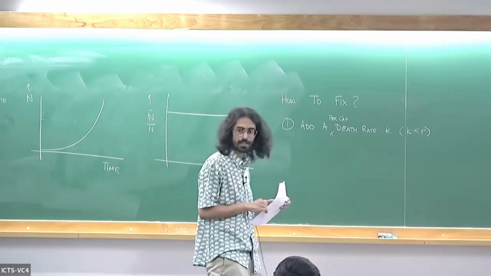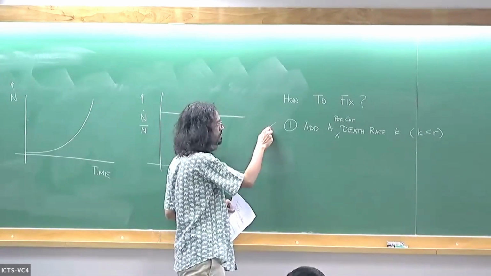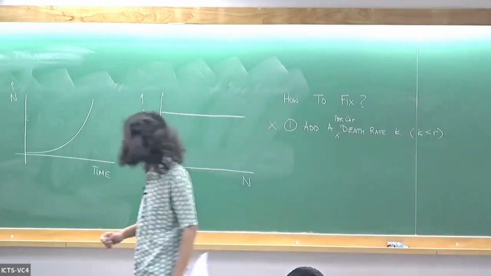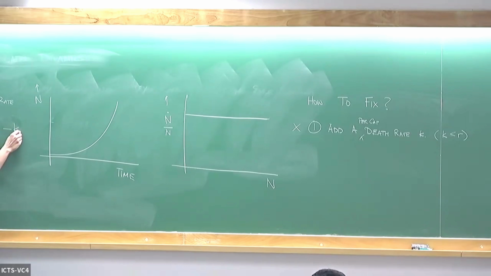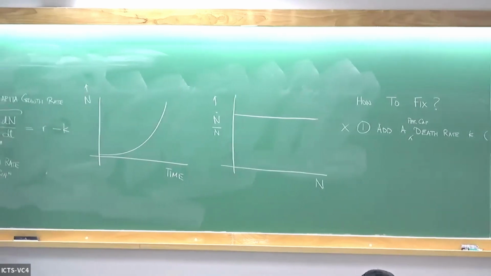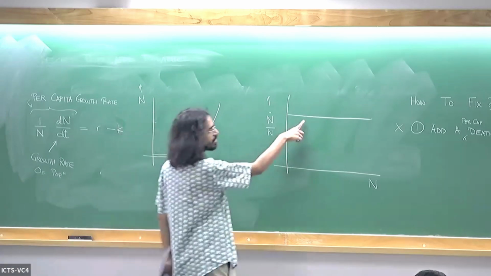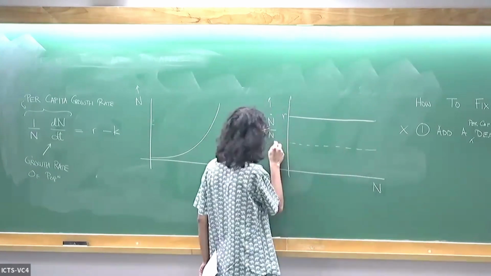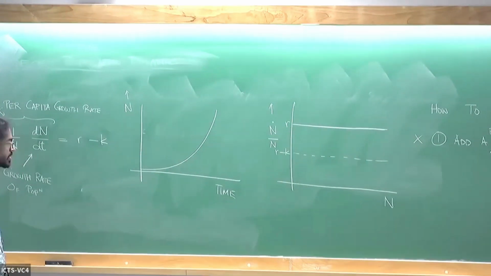Okay, can someone explain why this won't work? R already includes the death rate. What do you mean by that? Can you explain that a little bit more? Even if we add another death rate and k is less than r, the per capita growth rate will still be positive. Yeah. And so what will that do to this curve? This was r. This will become r minus k, and that's still positive. So this population will still keep growing on forever.